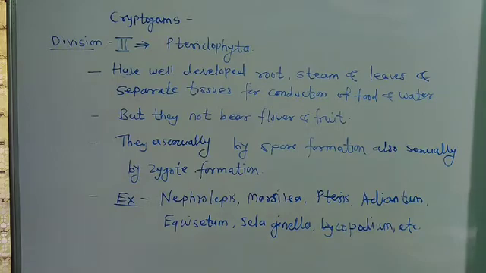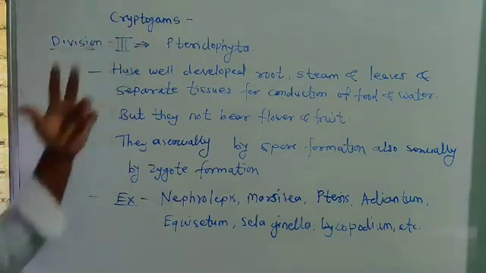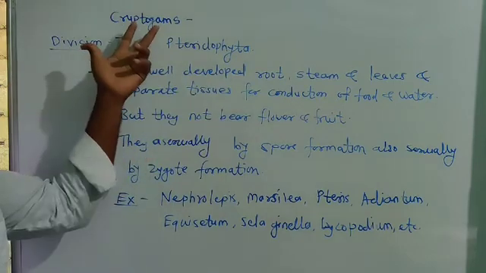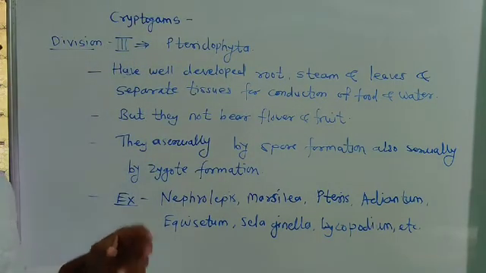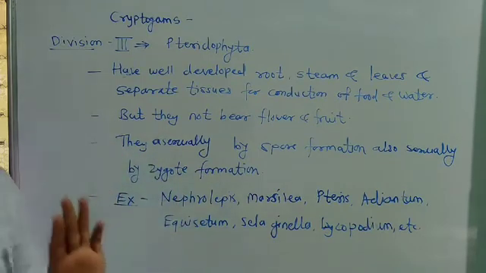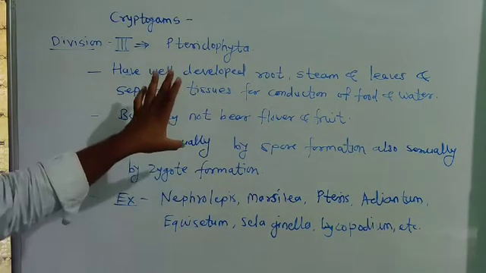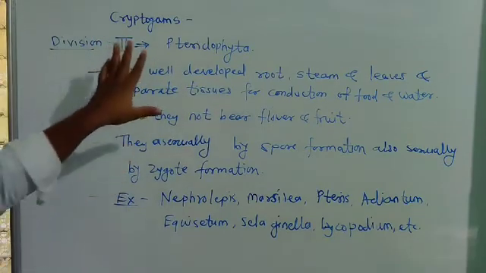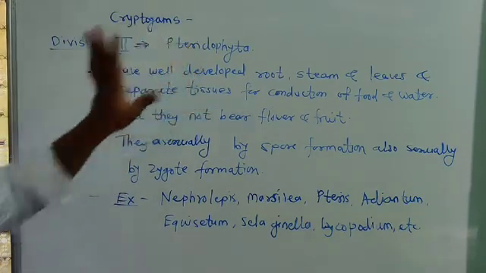Now we have to see the third division of cryptogams, that is the Pteridophyta. Okay, so we know these cryptogams are divided into three divisions. What? Thallophyta, Bryophyta and Pteridophyta. Now we have to see some basic characteristics of this Pteridophyta.